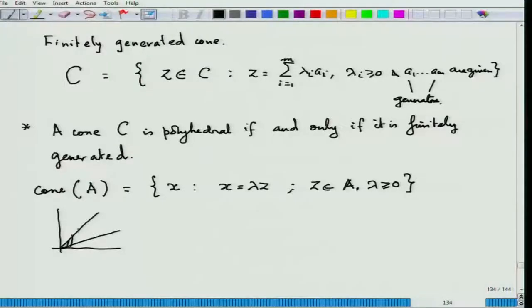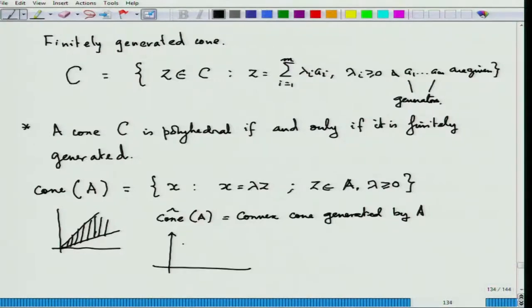So, basically, I will say like this: convex cone generated by A. Now, if you take a full dimensional convex set like this, then you are always bound to get a convex cone. Any cone that is generated in this fashion has to be a convex cone. So, these notions are slightly different, and now why are we doing this?